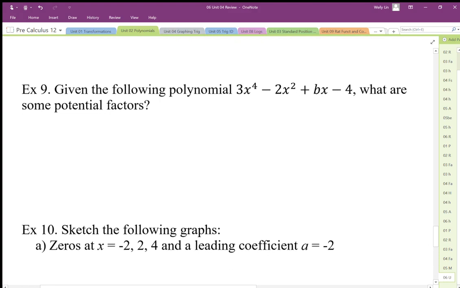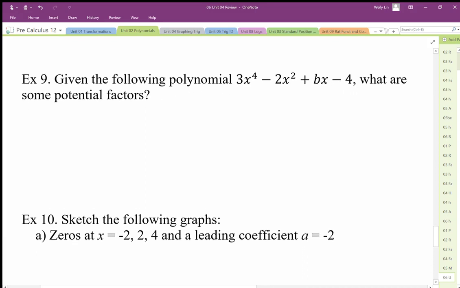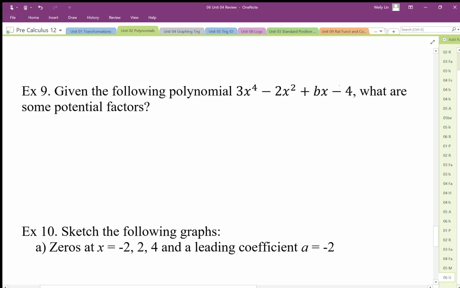Example number 9. This problem relates to the factor theorem. So given the polynomial, what are some potential factors? The factor theorem has to do with the whole number or integer factors that we get from the minus 4. So we get plus or minus 1, plus or minus 2, plus or minus 4.